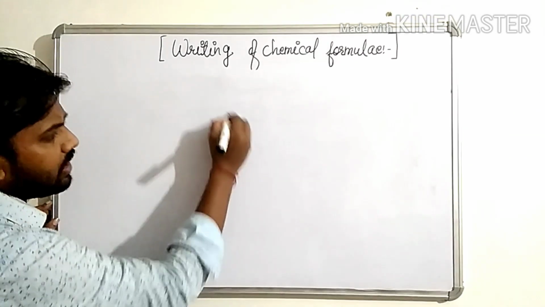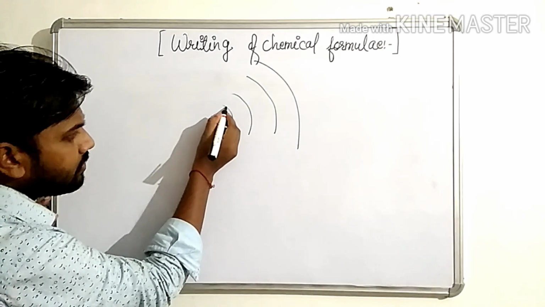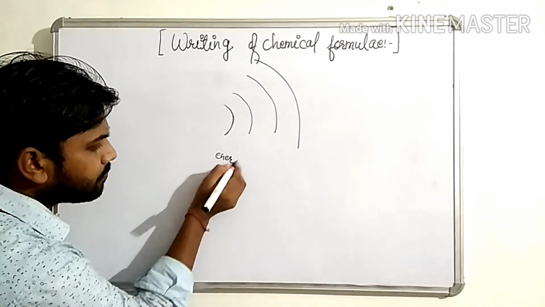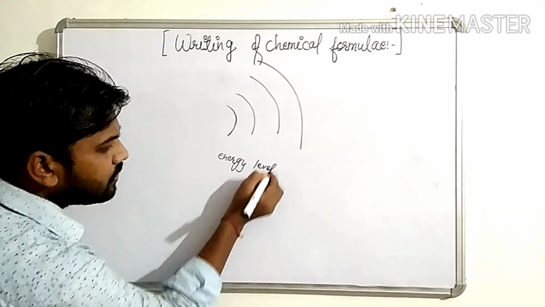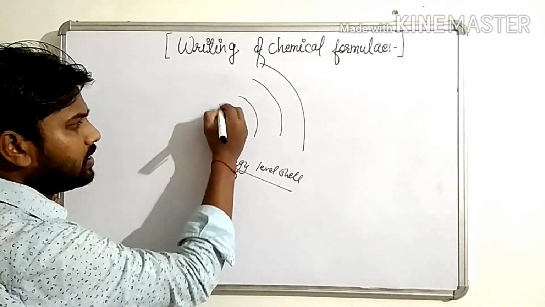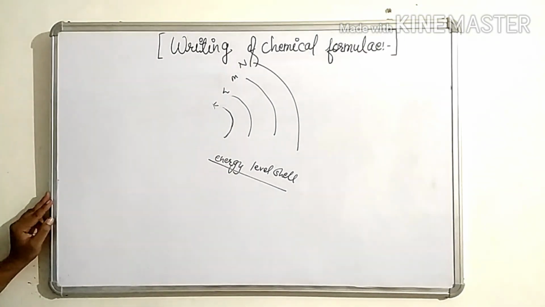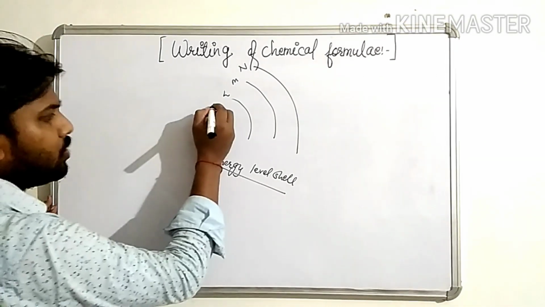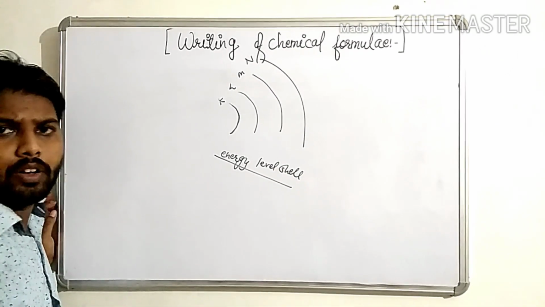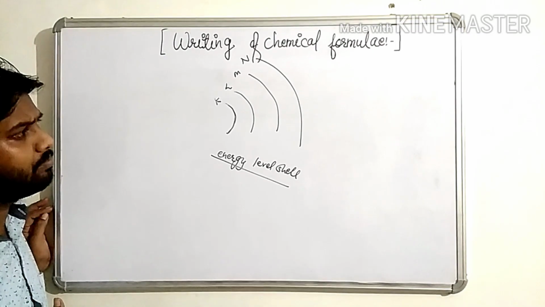Children, these are the energy shells. First try to understand. This is the energy level shell. Okay. The names are K, L, M, N. According to the Bohr-Bury rule, these energy level shells are filled by the electrons which are present in an atom.